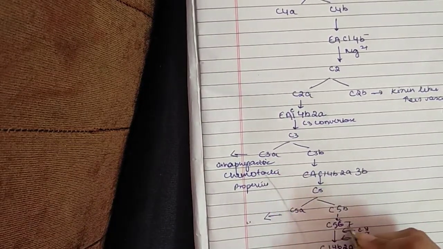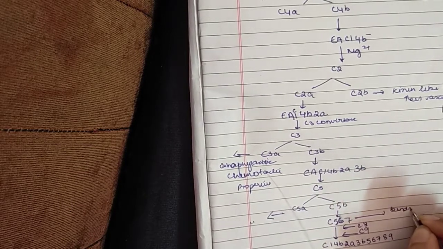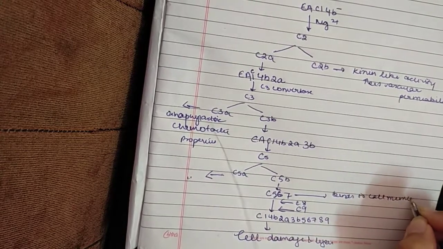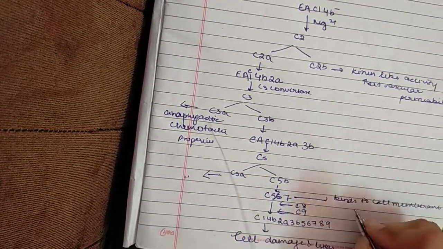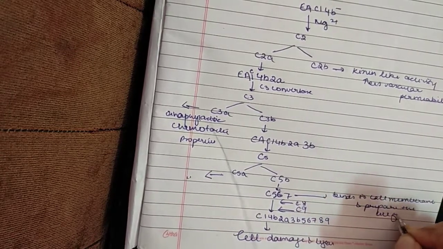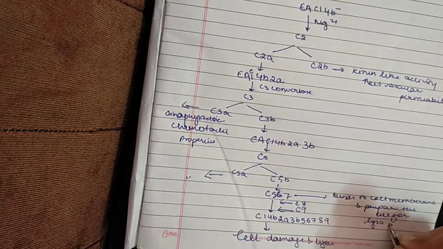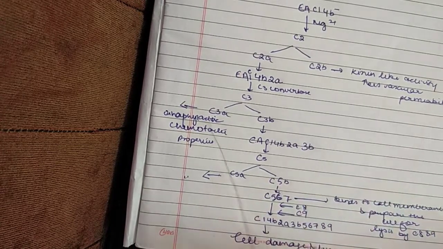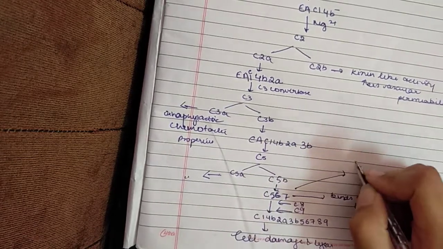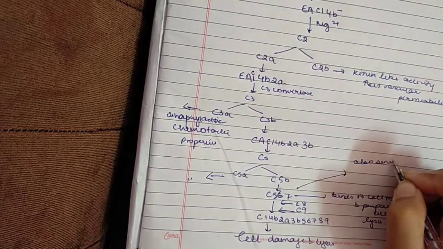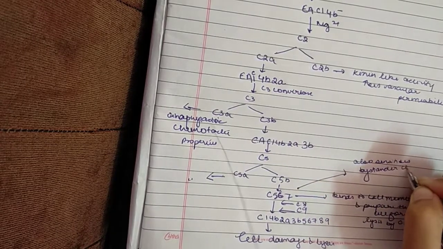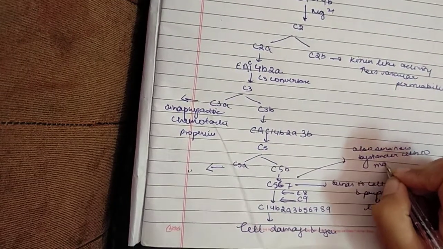Now this C567, which is formed, binds to the cell membrane and prepares the cell for lysis by C8 and C9. It also sensitizes the bystander cells to make them susceptible to lysis.